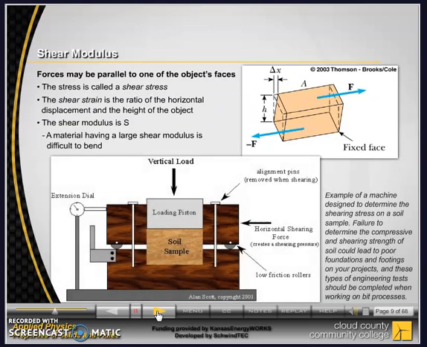Here is an example of a machine designed to determine the shearing stress on a soil sample. Failure to determine the compressive and shearing strength of soil could lead to poor foundations and footings on your projects, and these types of engineering tests should be completed when working on bid processes.